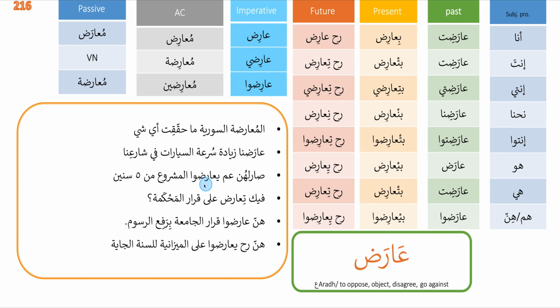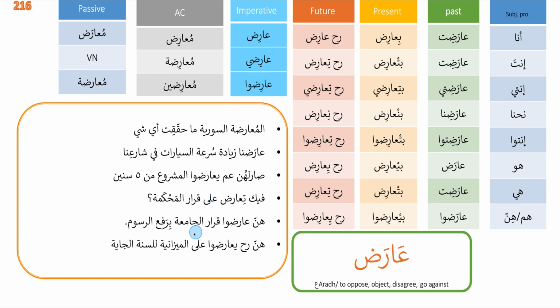صار لهن عم يعارضوا المشروع من 5 سنين. صار لهن, they have been, عم يعارضوا, opposing or objecting, المشروع, to the project, من, since, 5 سنين, 5 years. They've been objecting against this project for 5 years. فيك تعارض على قرار المحكمة. فيك تعارض, can you oppose or object. على قرار, to the decision. قرار is decision. المحكمة, the court. Can you object to the court's decision?